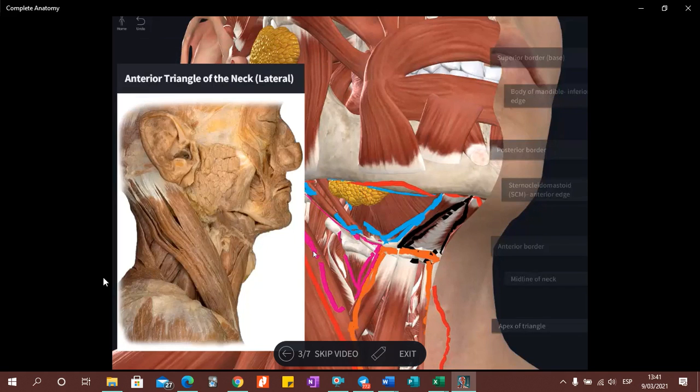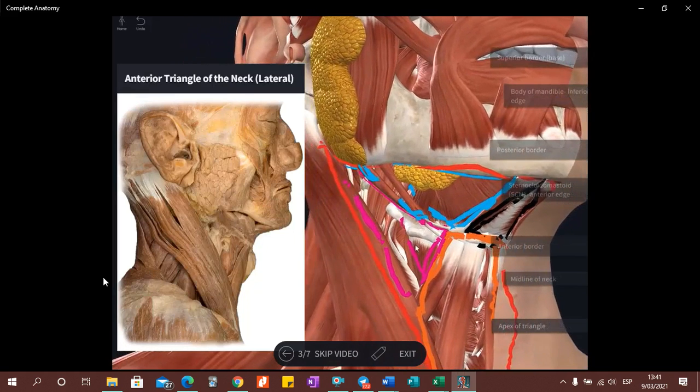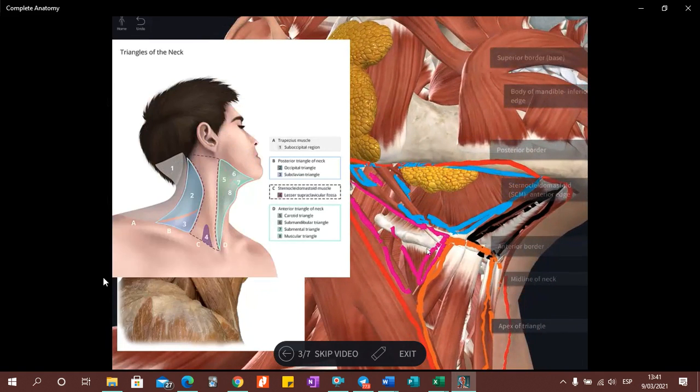Then you have the submandibular triangle, which is going to be over here, outlined in blue. Okay, so that will be bounded by the inferior border of the mandible and the anterior and posterior bellies of the digastric.